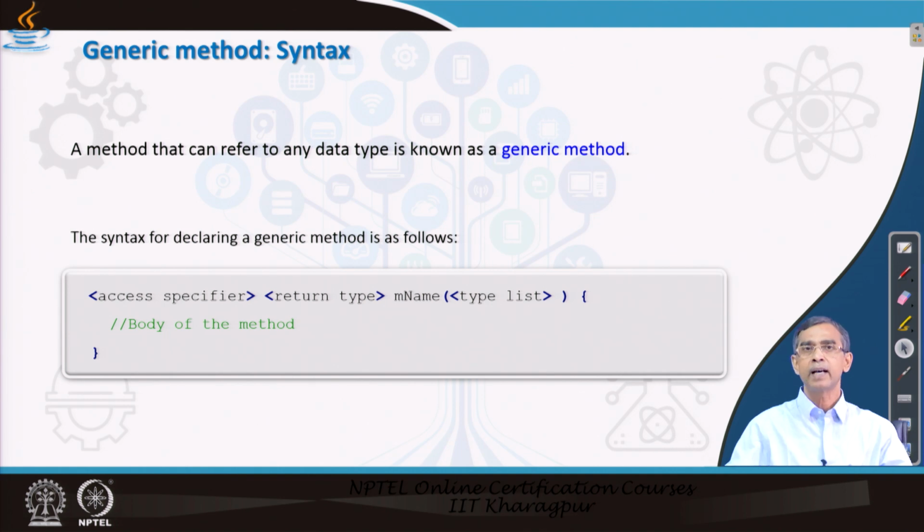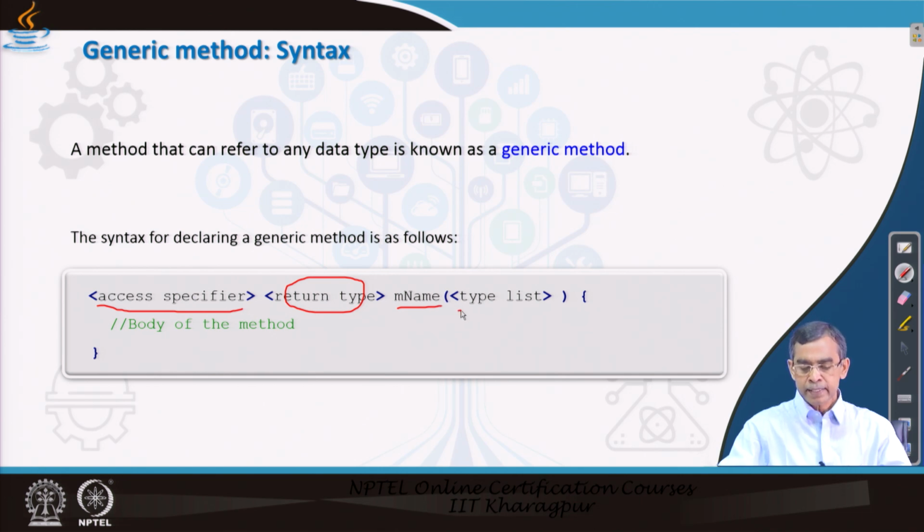I have listed here the syntax by which a generic method can be defined. Here you can see the access specifier, as in every programming language: public, private, protected. Then the return type, which is the type of value that the method returns, which is obvious in our concept. Then the name of the method, for example swap.